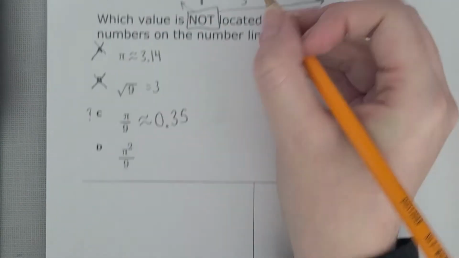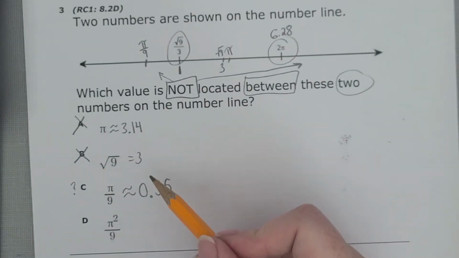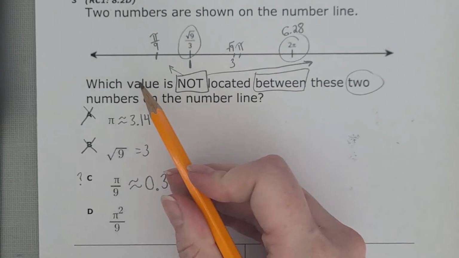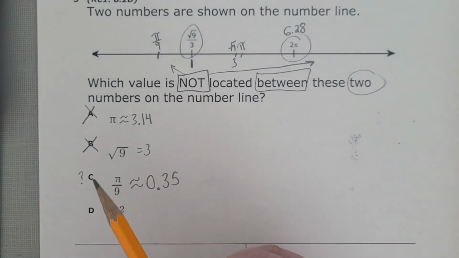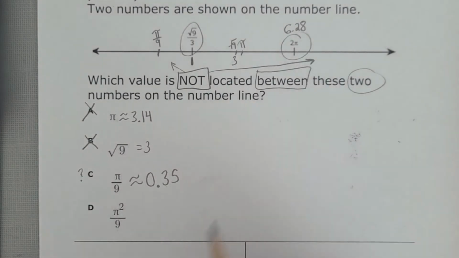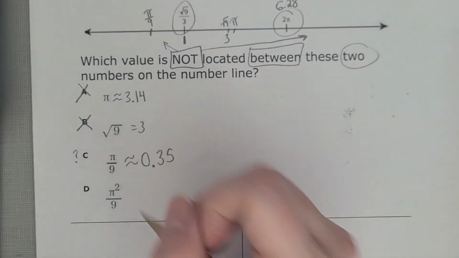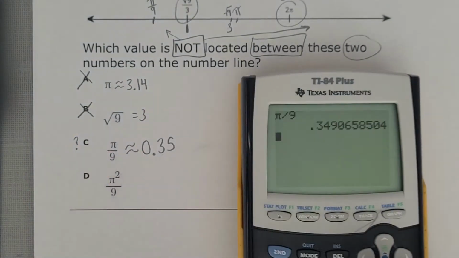The only reason I say maybe instead of circling it and moving on is because if the next one is also less or greater than, that tells me that I probably did something wrong and I need to go back. But if the next one falls between, then I'm probably good with C. So real quick, I'm just going to check that last one.